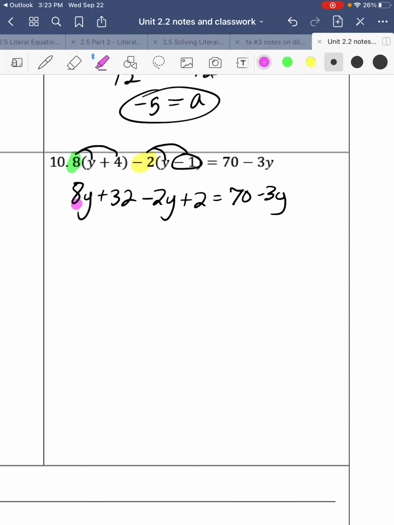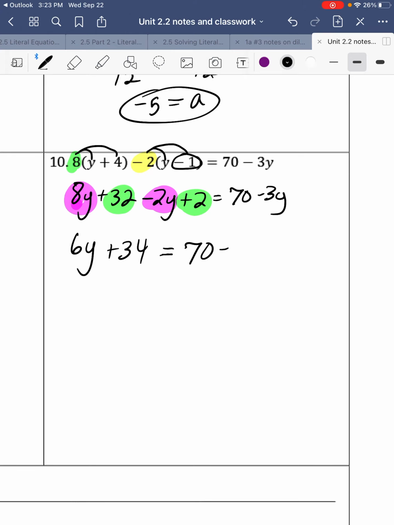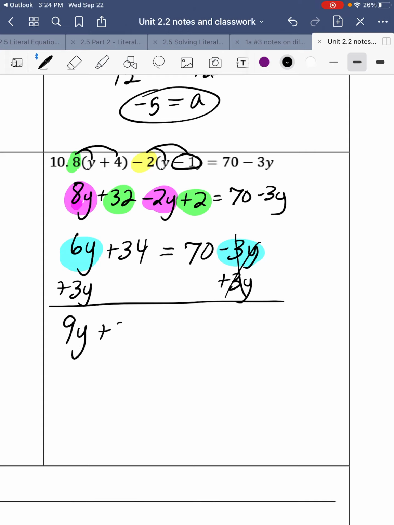Now let's look at what we have for like terms. We have 8y minus 2y, 6y. We have 32 plus 2 is 34. And we have 70 minus 3y on the right side. Looks like we have like terms on opposite sides of the equal sign. So we have negative 3y and 6y. So I'm going to add 3y to keep it positive, it does not matter. You'll get the same exact answer. 6y plus 3y is 9y. 34 is coming down. Equals 70.